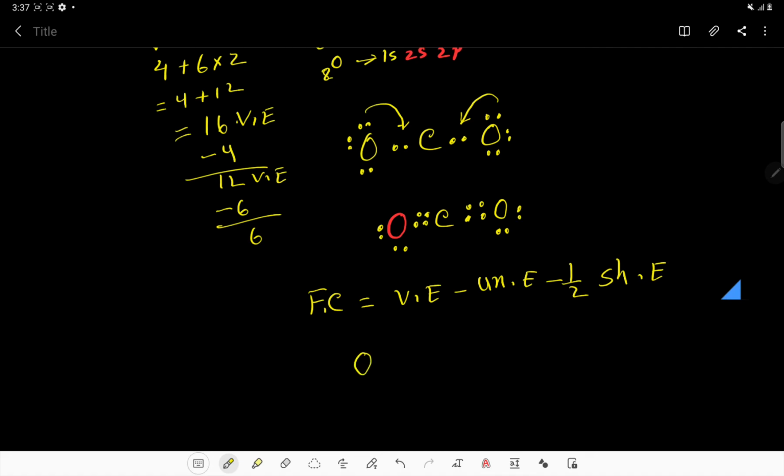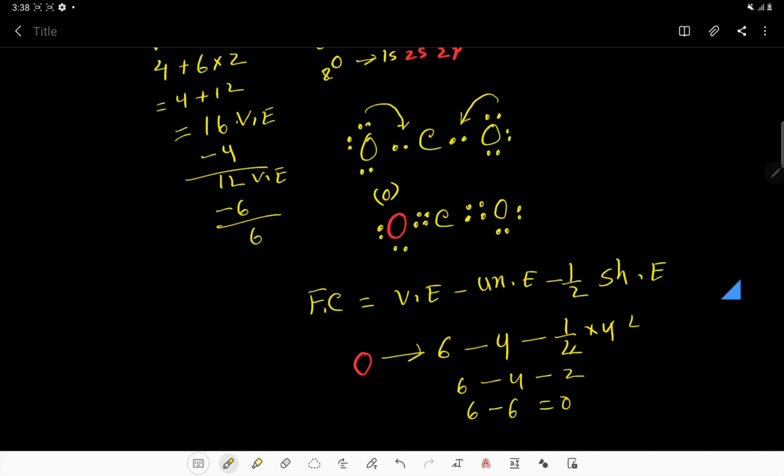for this oxygen, the valence electrons of oxygen in free state is 6, because oxygen is an element of group 6, minus unshared electrons. Here unshared electrons are 2 pairs, that is 4, minus half of shared electrons. Here shared electrons are 4. So we are getting here 6 minus 4 minus 2. So basically 6 minus 6 equals 0. So the formal charge of this oxygen is 0.